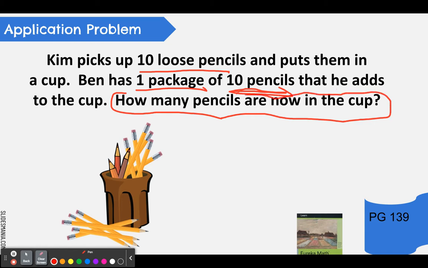So go ahead and you can either draw your problem, you can use a number bond, or you can use a number sentence to solve your problem, okay? Once you do that, we can move on. So go ahead and solve this problem. I'll give you 30 seconds.